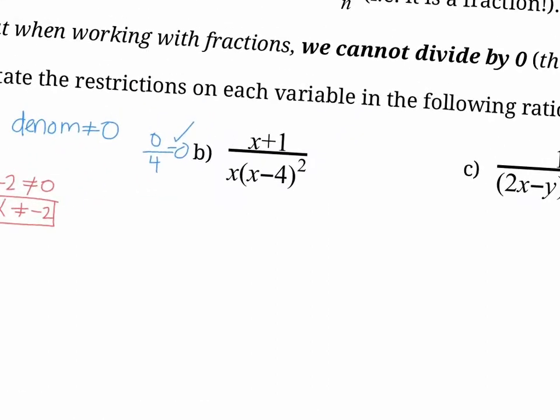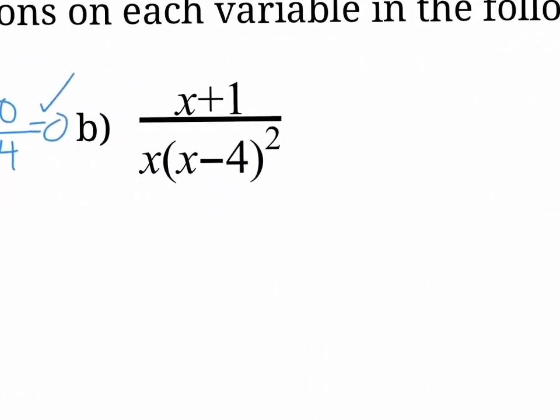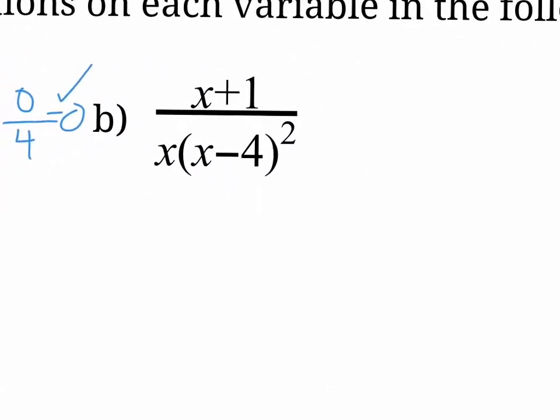Let's try this next example here. What are the restrictions on this rational expression? Again, we don't care about the numerator. The numerator can be anything. We care about the denominator. And here we have 2 different parts of this expression here. We have x, and we have x minus 4 all squared. So what can't x be here? Remember, each little factor here cannot equal 0.